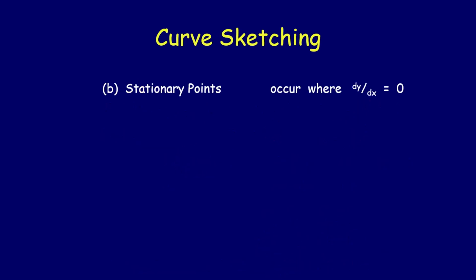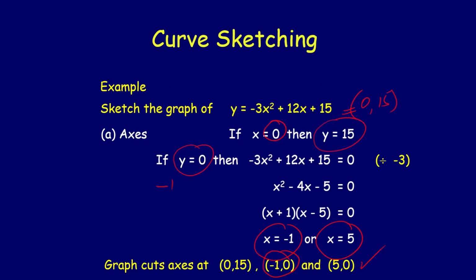The next thing is finding the stationary points. And you know how to find the stationary points. Stationary points occur where the derivative of that function, that is dy over dx, is equal to 0. So what it means, you're going to take that function and you differentiate it. When you differentiate, you get the derivative. The function we are differentiating is y equals negative 3x squared plus 12x plus 15. Assume that you have already gone through how to differentiate this function.